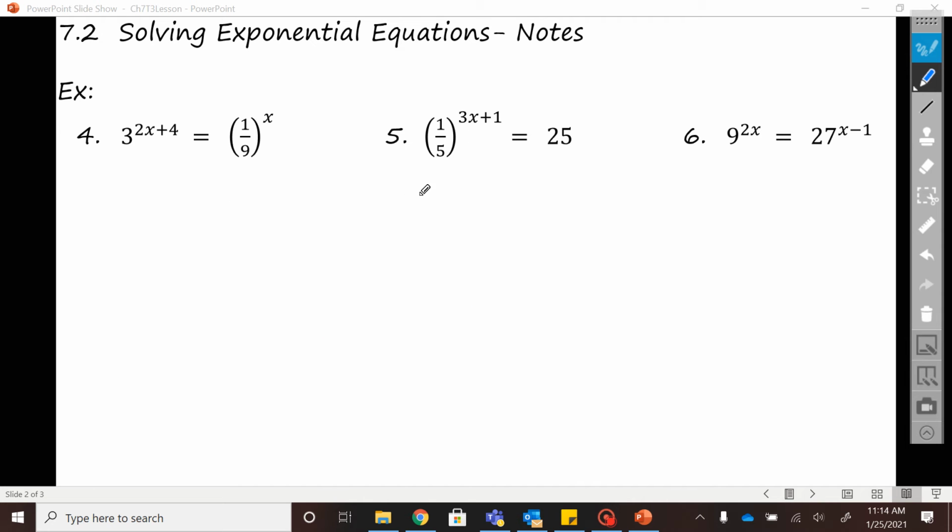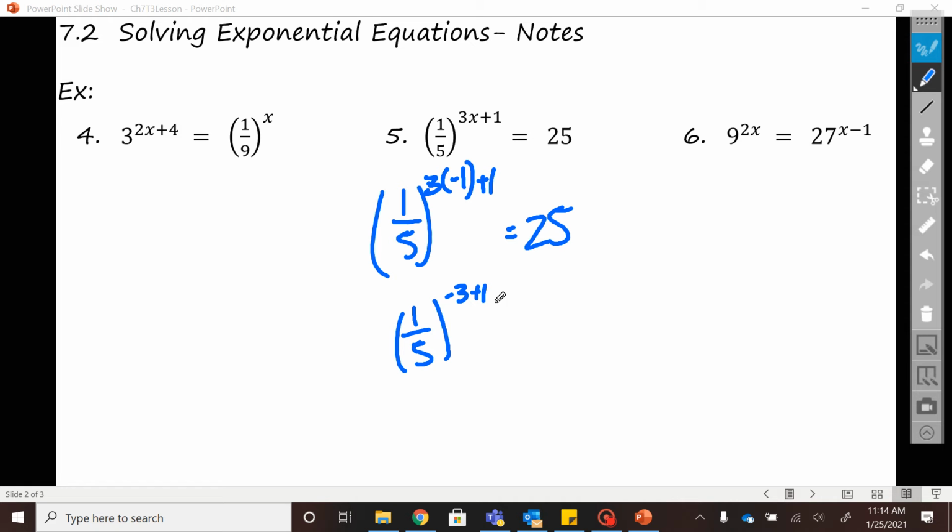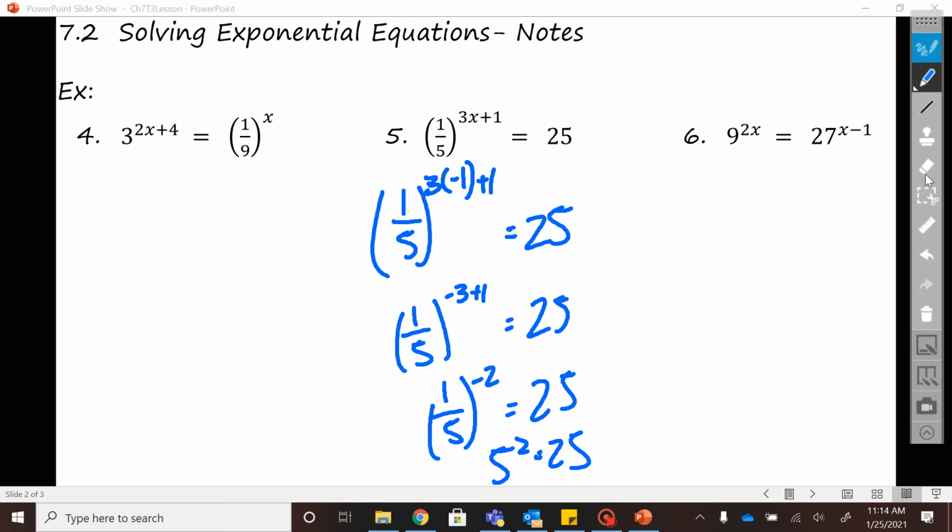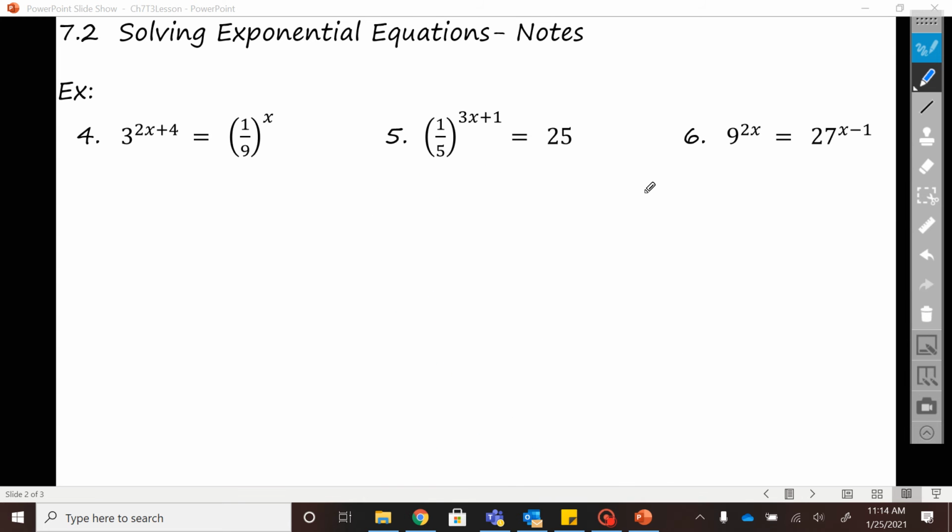And just for fun, let's go ahead and plug that one in and see that it works. So 3 times negative 1 plus 1, 25. So that's 1 over 5 to the negative 3 plus 1 power, which is 1 over 5 to the negative 2 power, which is 5 squared, equals 25, which is true. That is in fact true. So plugging it in gives us a number that makes sense.